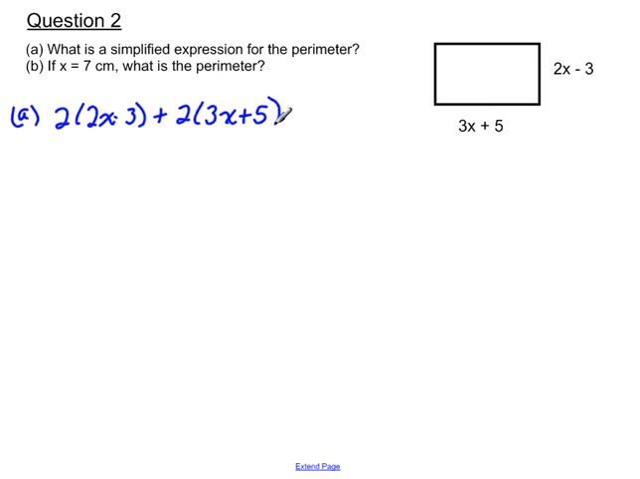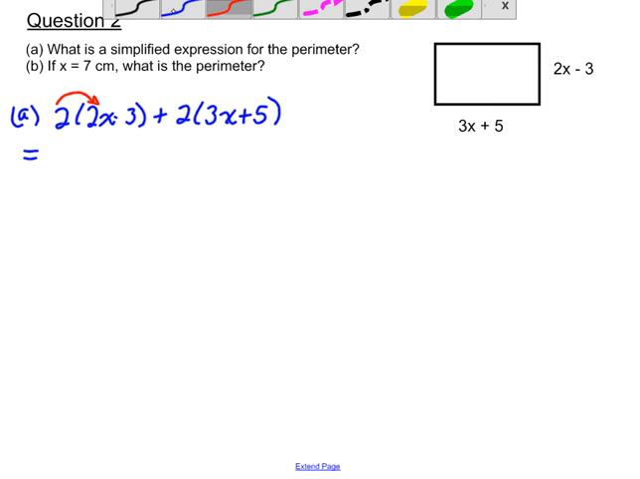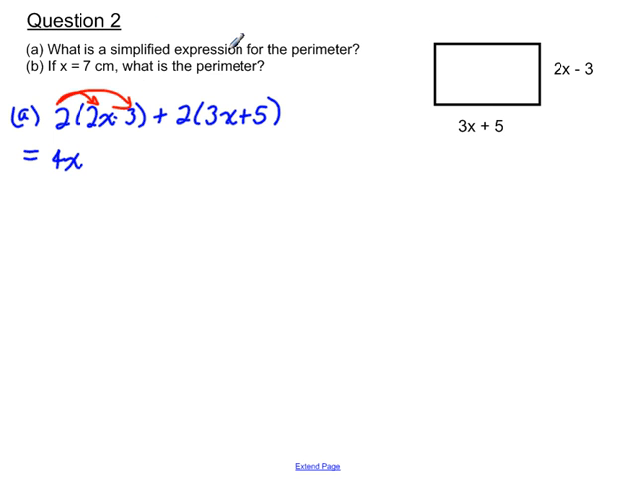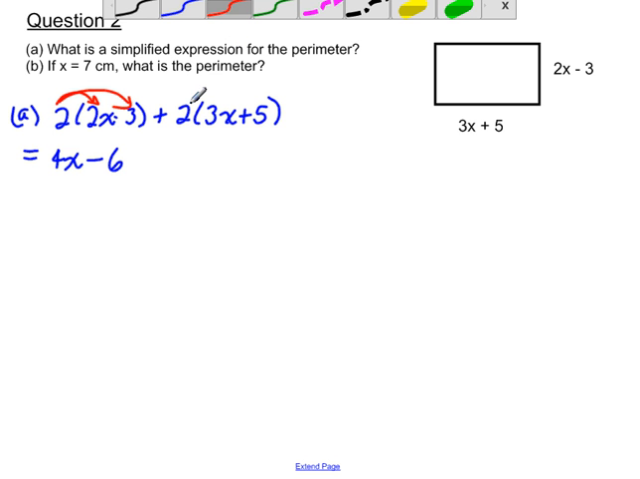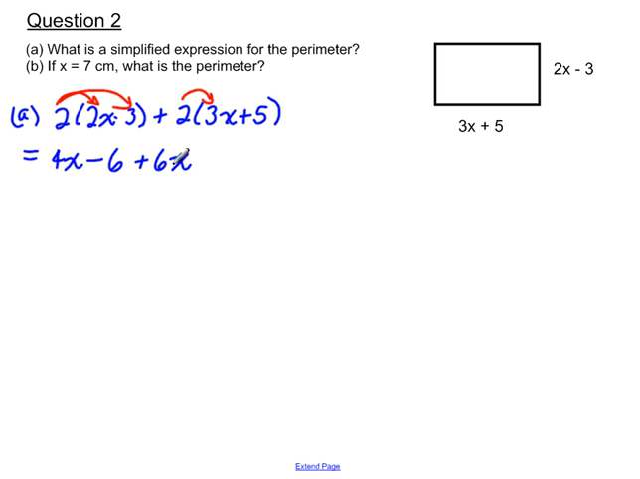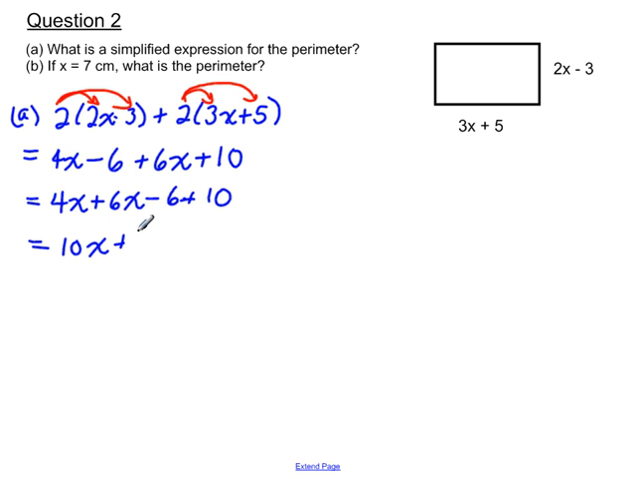Again, this is not simplified. We need to now distribute, so we're going to take the 2 and multiply by 2x and get 4x. We're going to take the 2 and multiply by minus 3, and we're going to get minus 6. Then we're going to take this 2 and multiply by 3x. And then finally, 2 multiplied by 5. And you're going to collect your like terms. Again, if you're comfortable, you can skip that step and go straight to the answer of 10x plus 4.